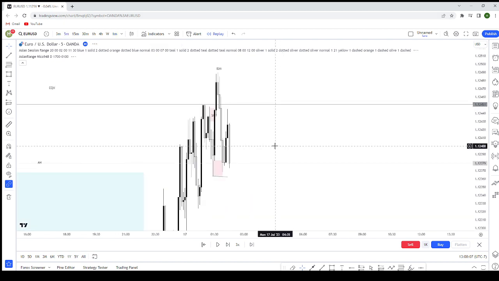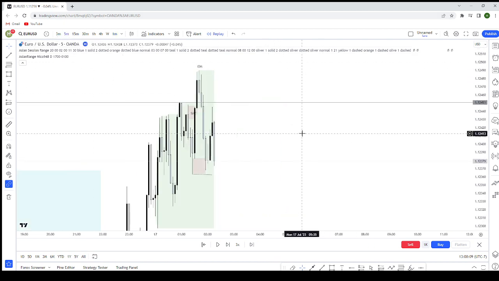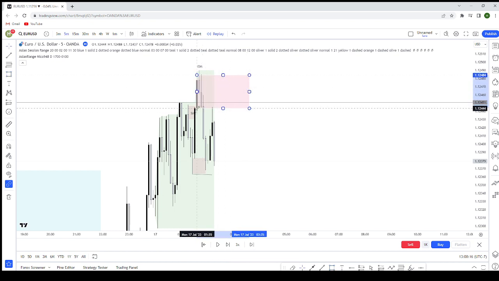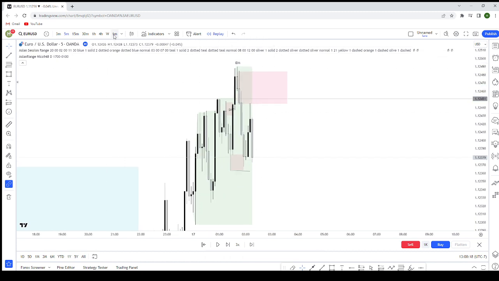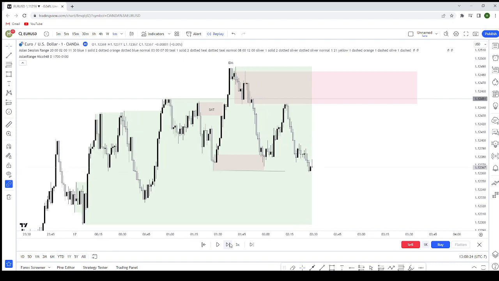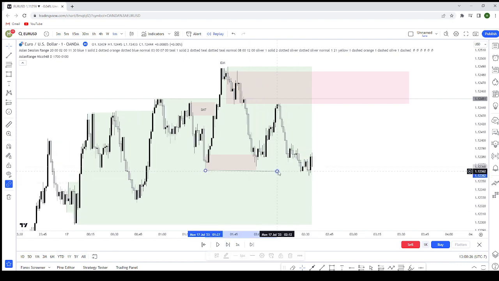Let's see the 5-minute. Yeah, so now if you look at the 5-minute, right, you can see it respected this area here, the supply area, tapped into it. It didn't print a new high. So this is kind of what we're looking for in our strategy. This is perfect. Okay, and then now we have a BOS.